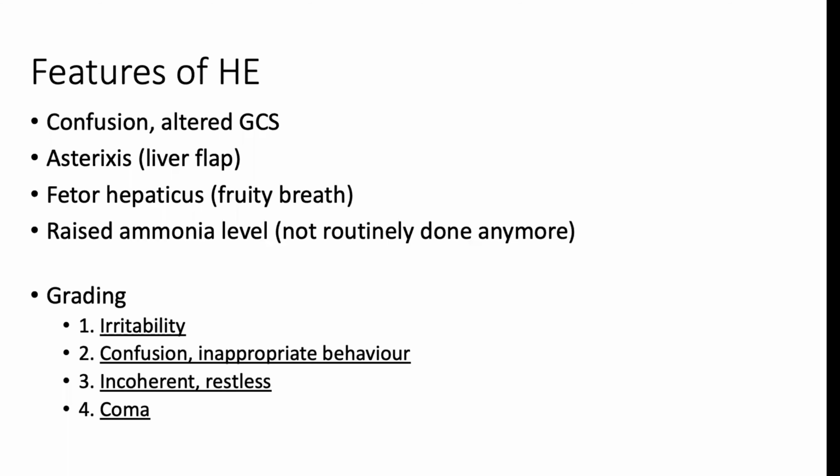Then when they get to grade 3, they start to become incoherent and restless. The patient's asleep most of the time, but they are arousable if you try hard enough. And then grade 4 is effectively when they're in a coma. So they're unrousable and they may or may not respond to different kinds of painful stimuli. So that brings us on to how we manage hepatic encephalopathy. Again, do you want to pop in the chat how it's managed?